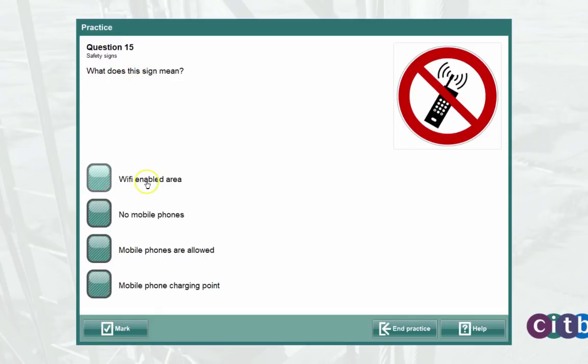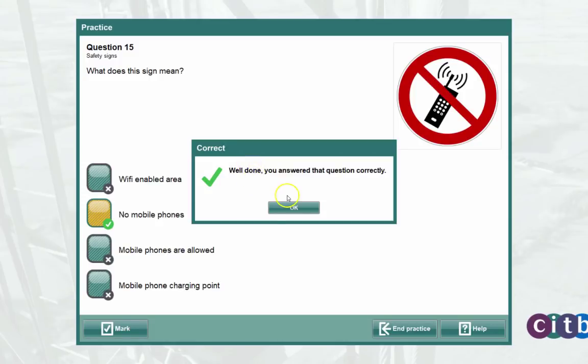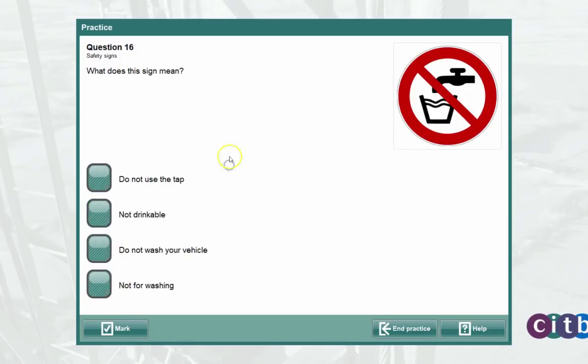What does this sign mean? Wi-Fi enabled area. No mobile phones. Mobile phones are allowed. Mobile phone charging point. What does this sign mean? Do not use the tap. Not drinkable. Do not wash your vehicle. Not for washing.